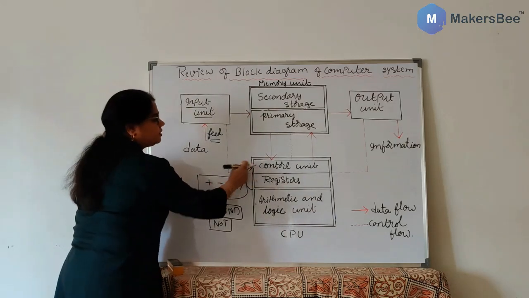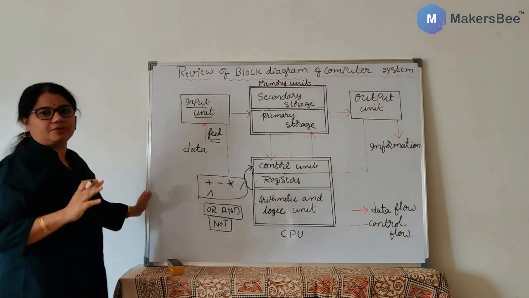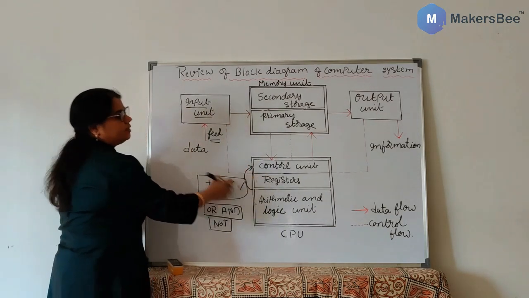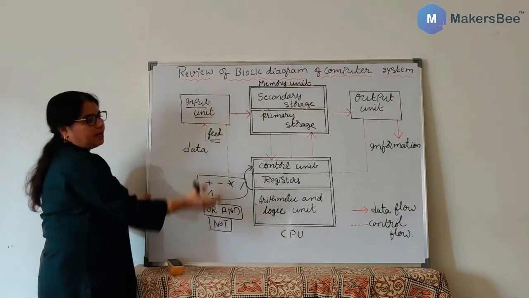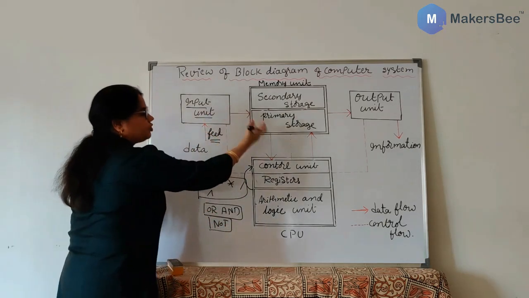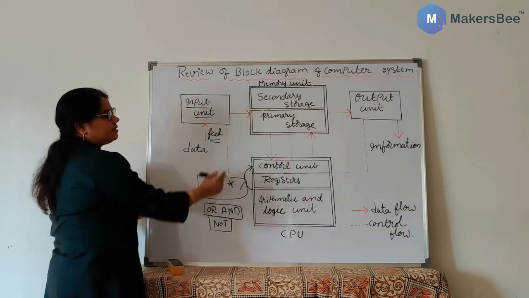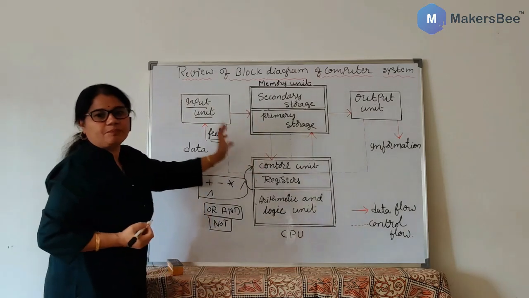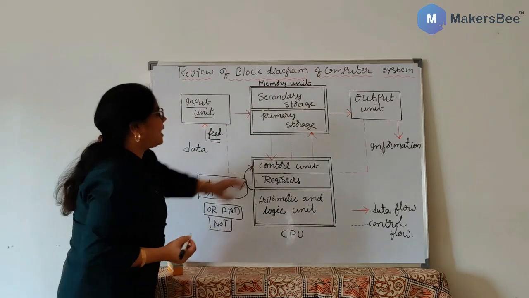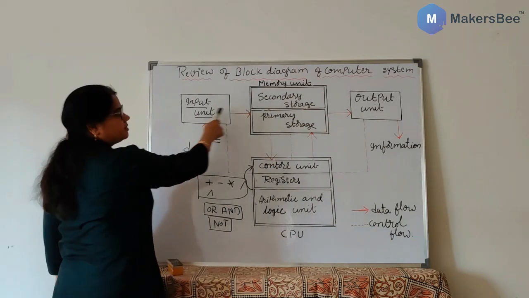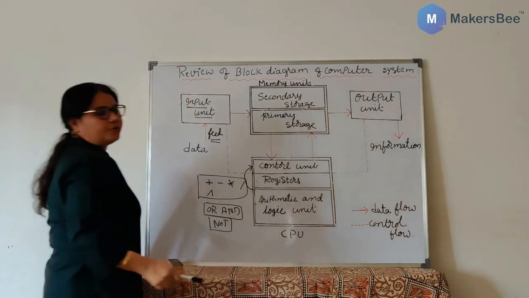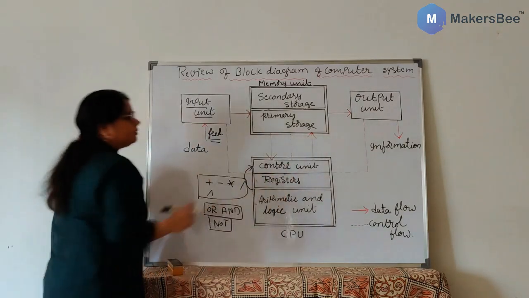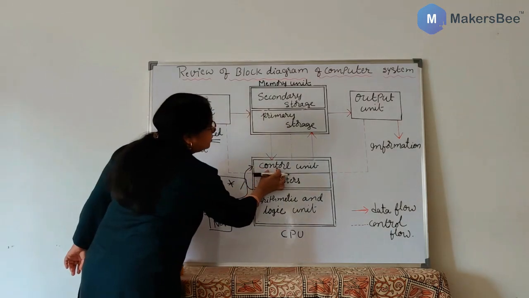The control unit controls all the operations of the computer. What should be taken, where it should be stored, what to do with the data, how to do it, and where it is stored, every function is done by the control unit. The control unit also has access to the peripherals. So this control unit has access to the input devices, the memory unit, and also the output devices. So the brain is the control unit.